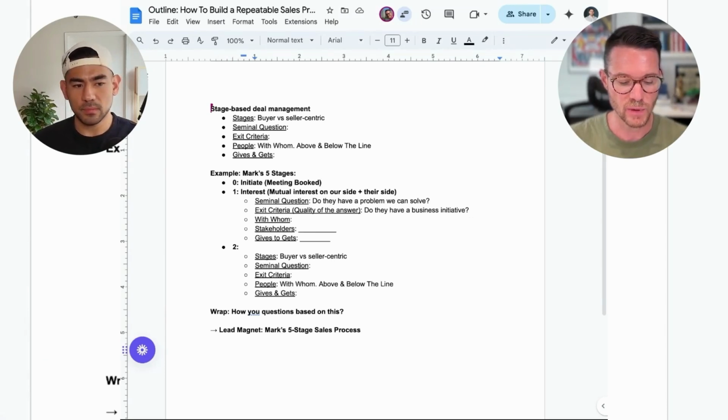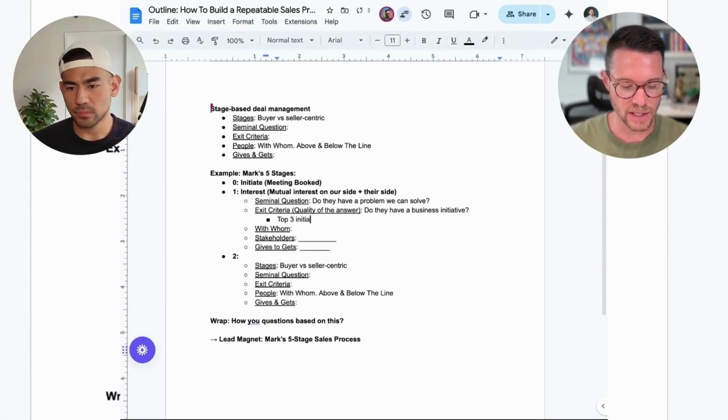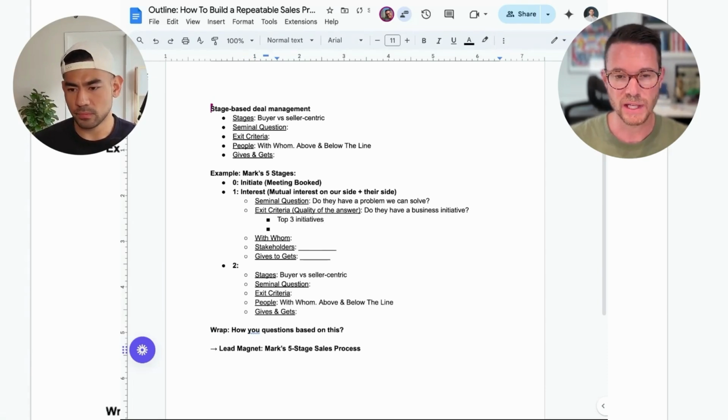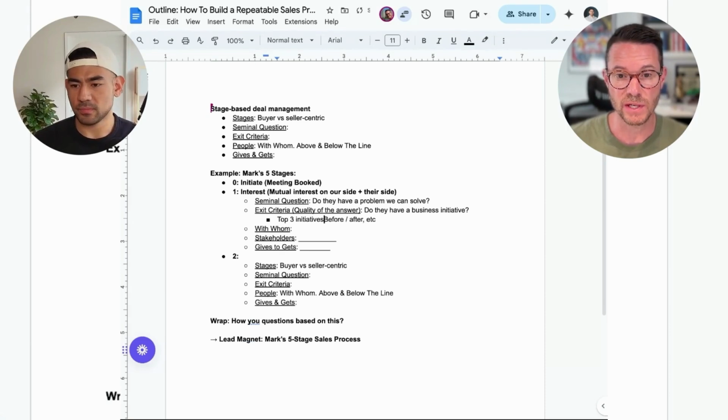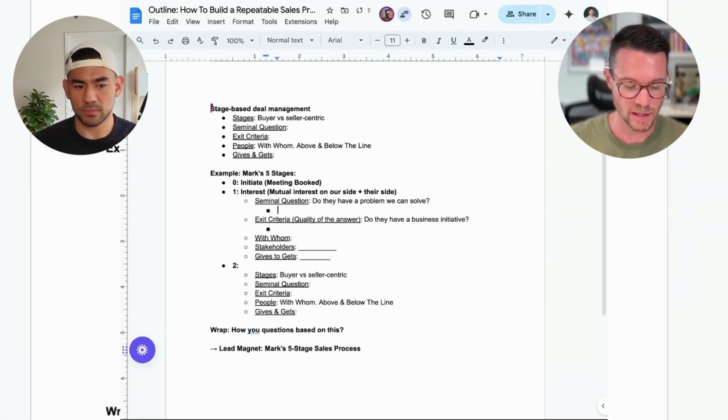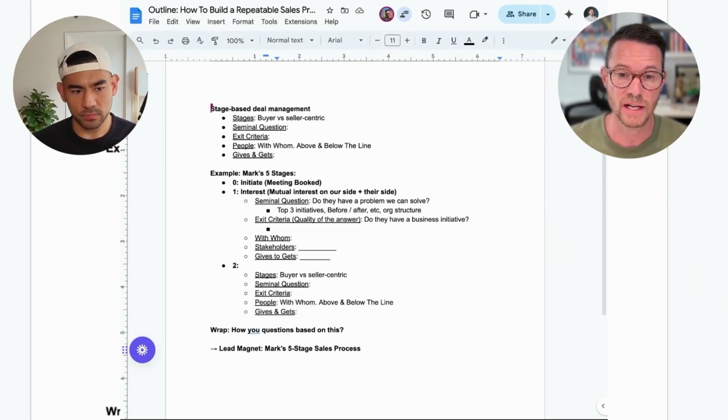In stage 1, I would want to know, what are the company's top 3 initiatives? What projects are in place to support those initiatives? What are the before situation and the negative consequences? And what's the after situation and the positive business outcomes they want? How is their org structured, if you're selling on a seat basis? Do they currently have a solution in place that's not meeting their needs? Are they currently in an evaluation?